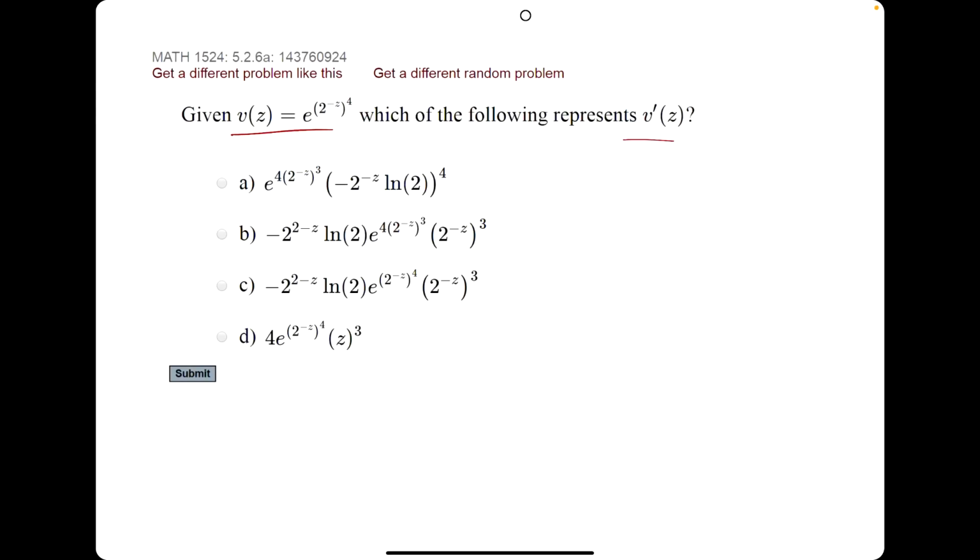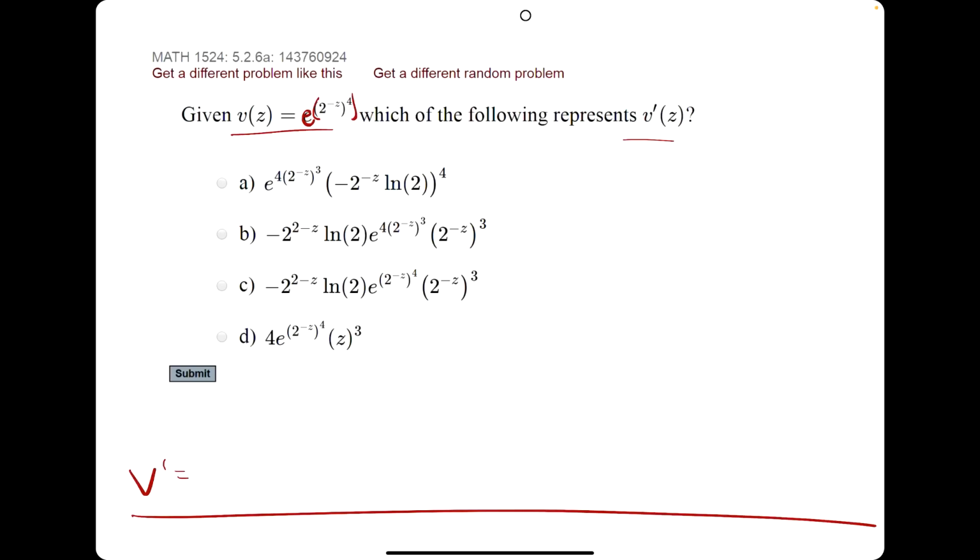We want to find v prime. The outside function is e to the something, so we want to leave that term exactly how it was. The next layer is something to the 4th. So when we take the derivative of something to the 4th, we get 4 times that something to the 3rd. And so we just leave the 2 to the negative z on the inside of those parentheses.